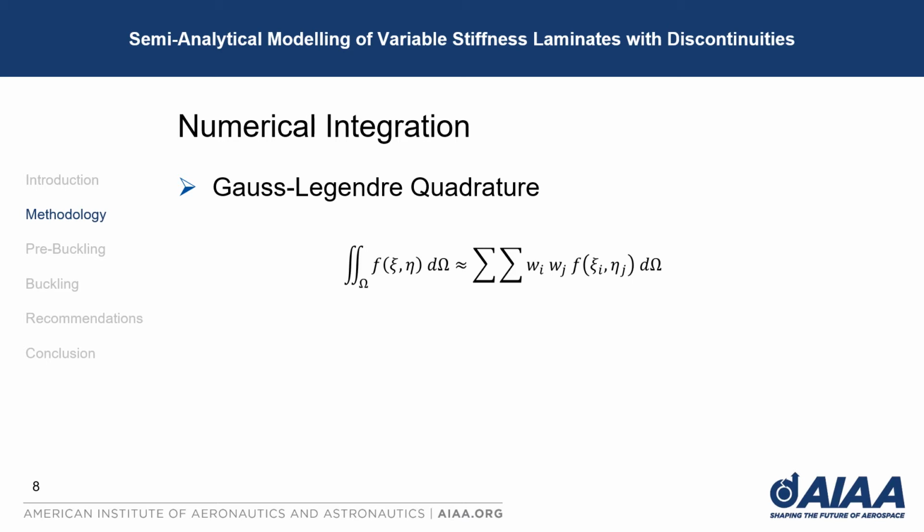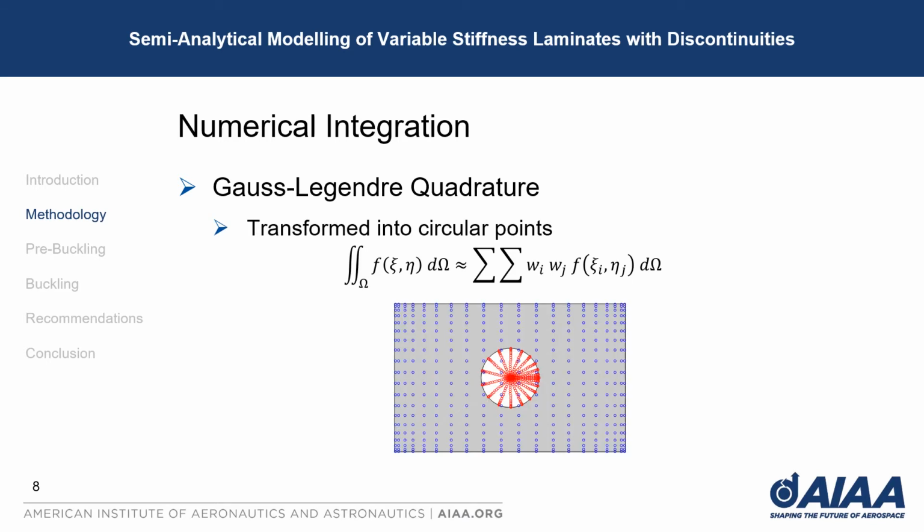To overcome the difficulties of determining the energy of this variable stiffness laminate with multiple sets of shape functions, the Gauss-Legendre Quadrature is used for numerical integration. The evaluation points obtained from this method can also be transformed into circular points, which allows me to determine the energy across my laminate with a rectangular outer domain with a circular cutout.